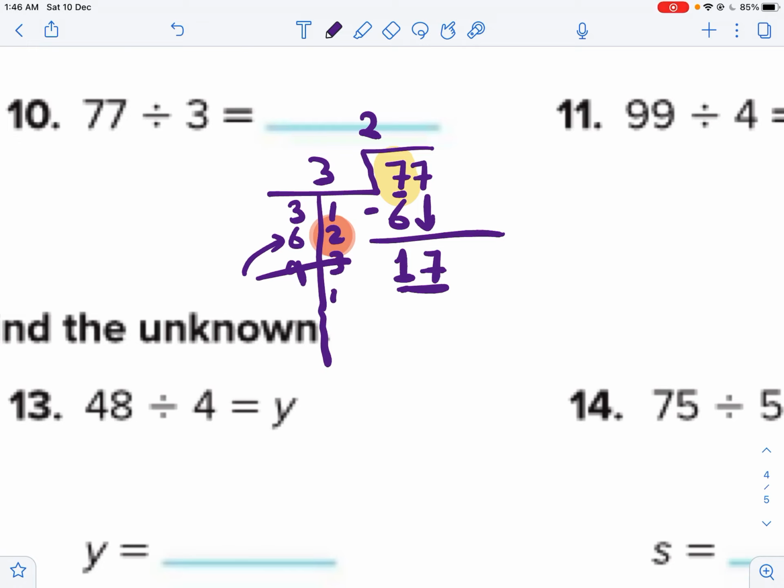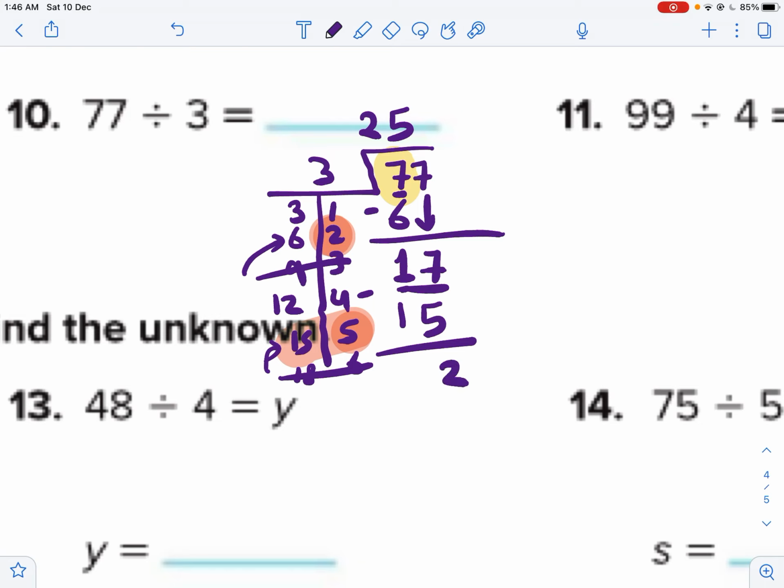Let's continue. 4 times 3 is 12. 5 times 3 is 15. 6 times 3 is 18. As you can see, the 18 is bigger than the 17. You can't use it. You have to take the number before it, which is the 15, and the hero this time is what? Is the 5. You will write it up here. Now you subtract. 7 minus 5 is 2. 1 minus 1 is just 0.